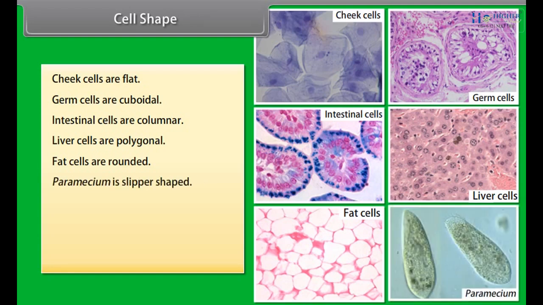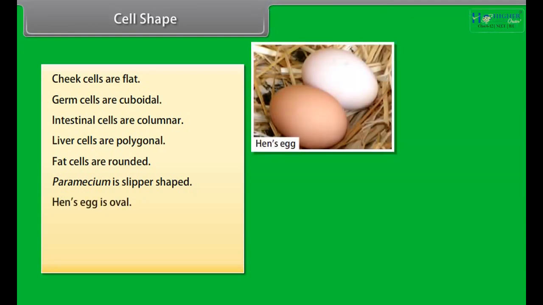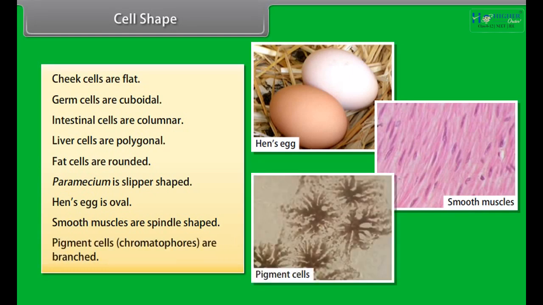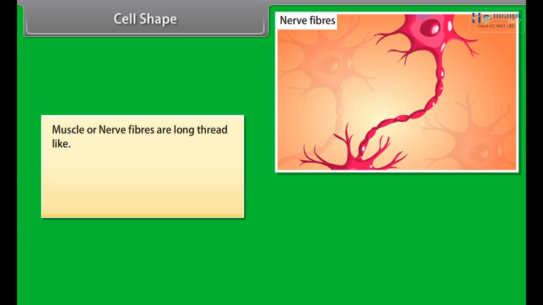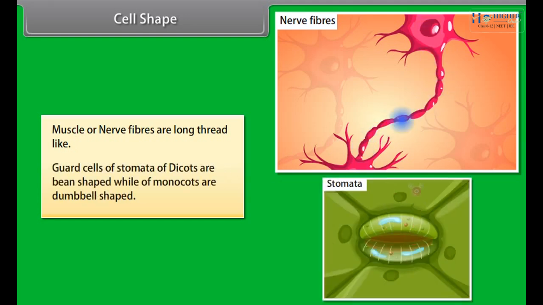Paramecium is slipper-shaped. Egg is oval. Smooth muscles are spindle-shaped. Pigment cells, that is, chromatophores, are branched. Muscle or nerve fibers are long thread-like. Guard cells of stomata of dicots are bean-shaped, while those of monocots are dumbbell-shaped.